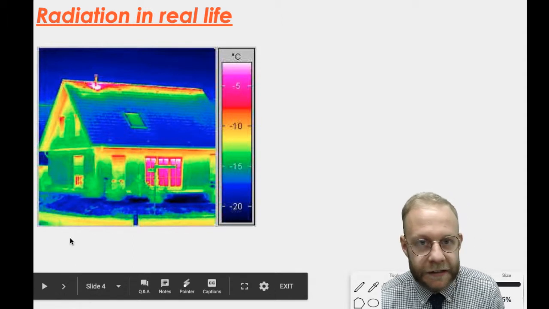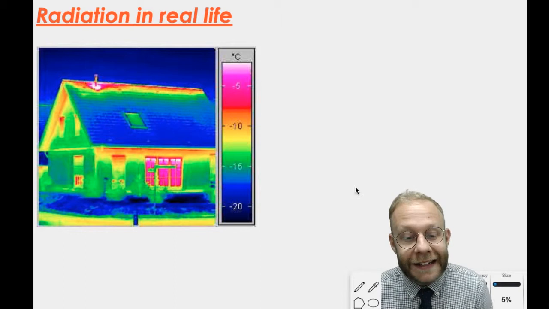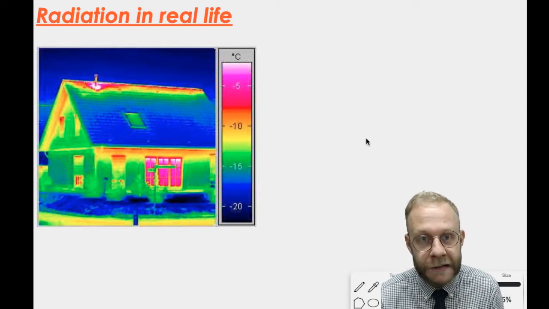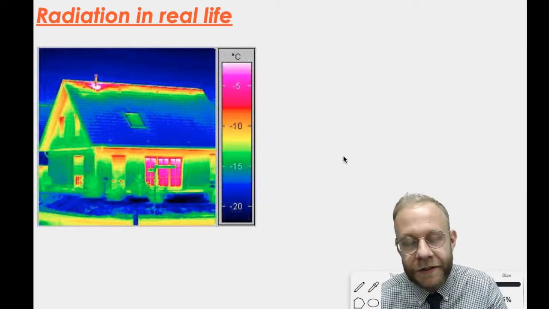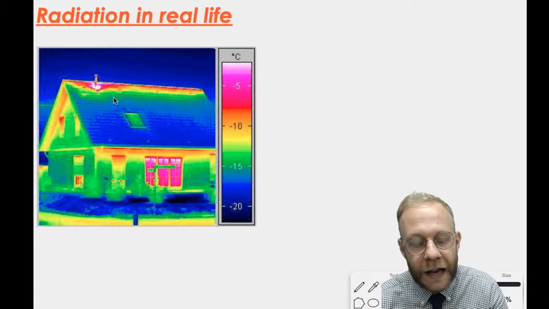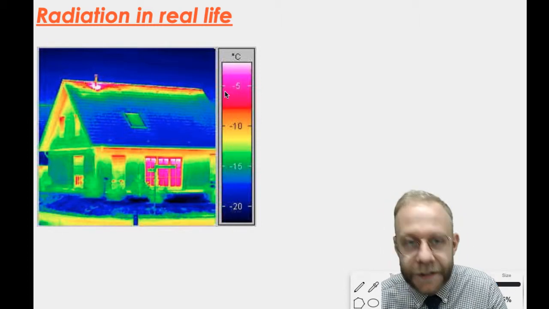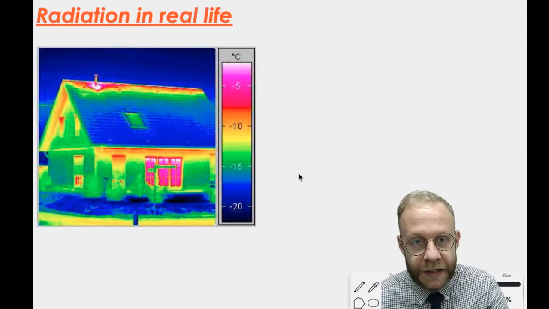All objects in the universe that have a temperature, so almost everything, give out infrared radiation. Only things that would be at absolute zero, which is a theoretical temperature, wouldn't give out infrared radiation. So any object at any temperature will give out radiation. If it's hotter, it gives out more radiation. If it's colder, it gives out less radiation.